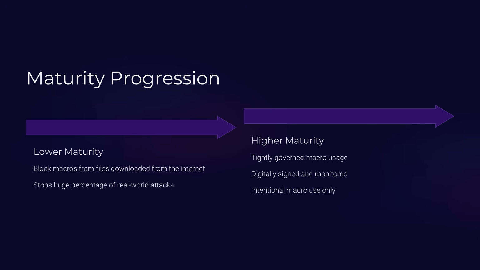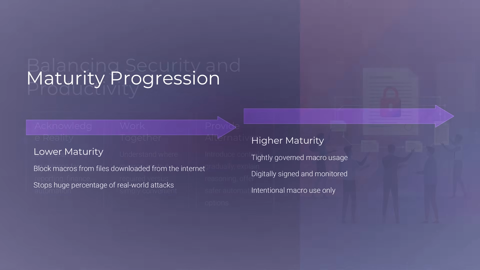At lower maturity levels, organizations may start by blocking macros from files downloaded from the internet. This alone stops a huge percentage of real-world attacks. At higher maturity levels, macro usage is tightly governed, digitally signed, and monitored. Over time, the organization moves from reactive exceptions to intentional macro use.